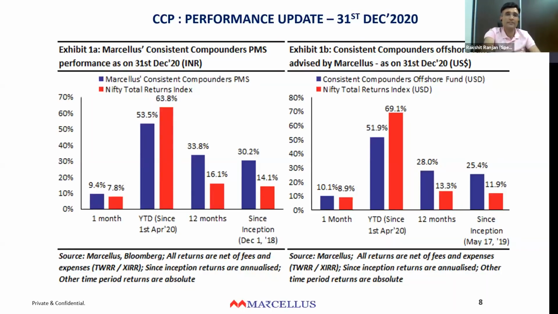Whereas if you look at a 12-month window, 33.8 versus 16.1 sort of gives you a little more like for like. Since inception gives you a lot more like for like. Shorter time periods will always have these optical effects. Don't get too bogged down by that.